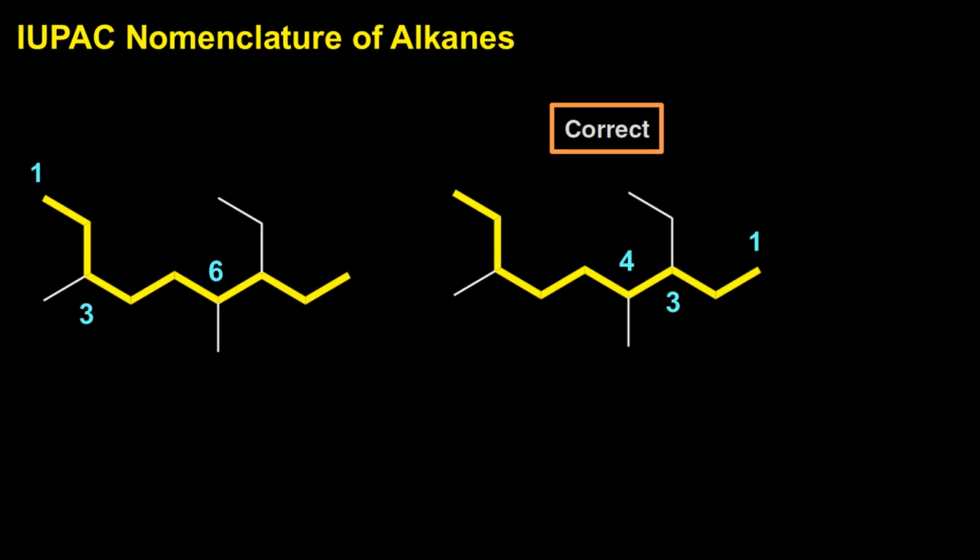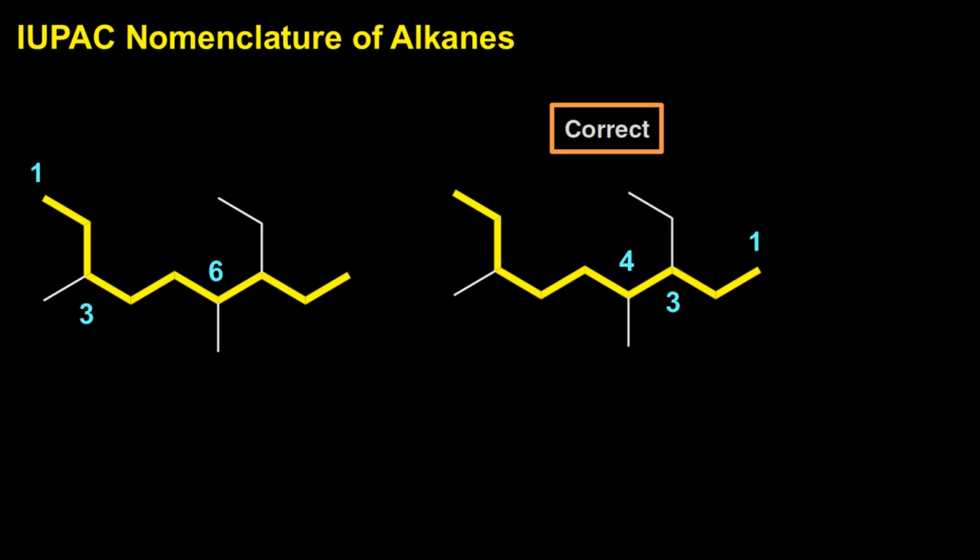At first, both numbering options might look fine, especially since they give the same number to the first substituent. But we need to look a little deeper and check the second branch point too. In the incorrect example on the left, numbering starts from the leftmost carbon. The first substituent is numbered correctly, but the second one ends up with a higher number than necessary. That means the overall numbering isn't fully minimized, and the name ends up being less systematic.